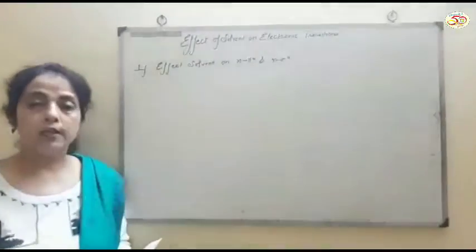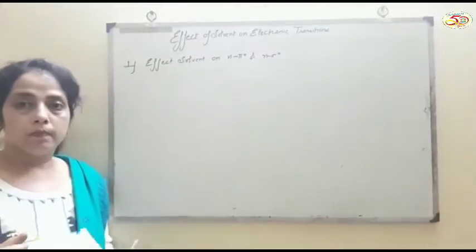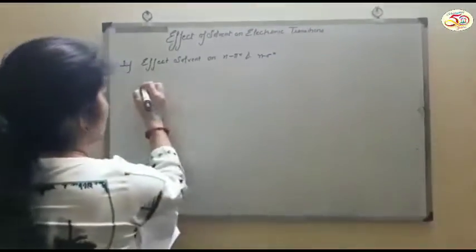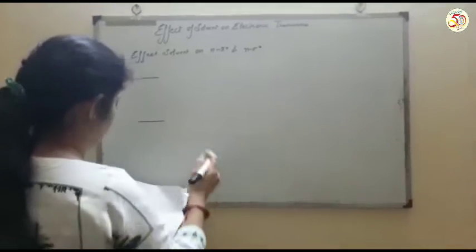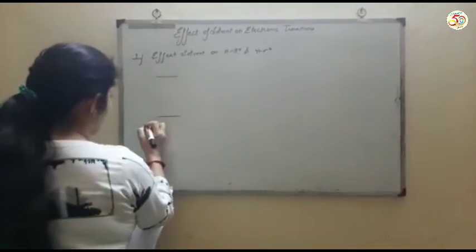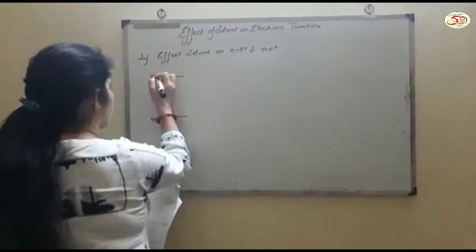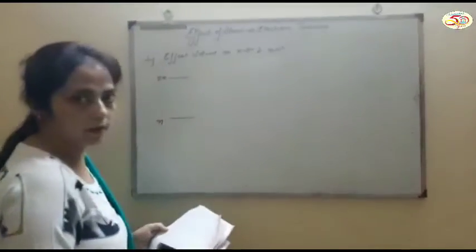Now, if a group attached to the compound under investigation is more polar in the ground state than excited state, that causes a shift in the lambda to shorter wavelength. How it shifts the lambda to shorter wavelength, we can observe in this diagram.